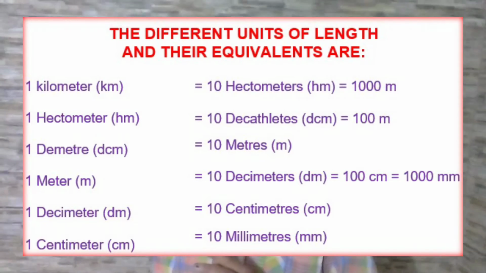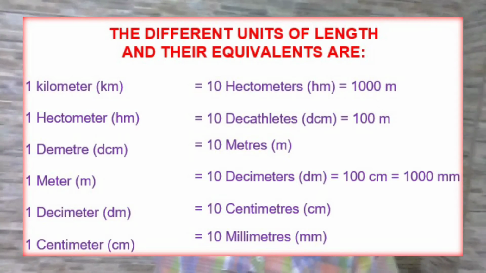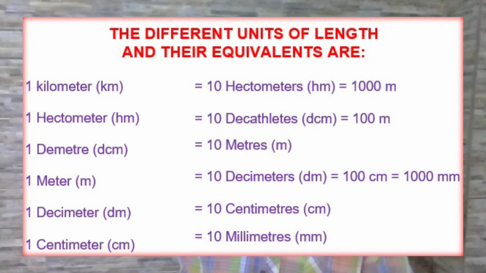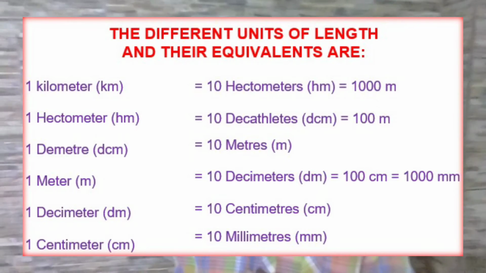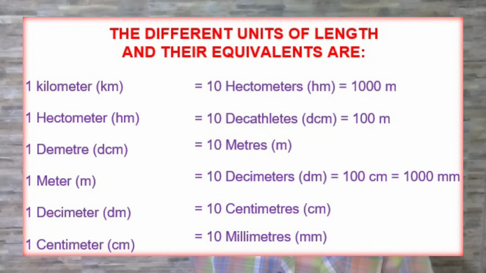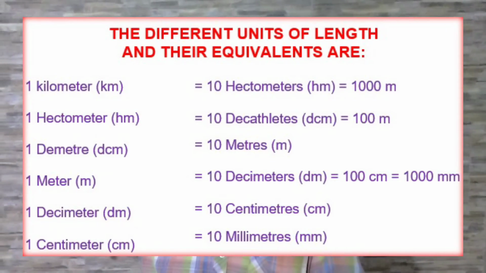1 meter is equal to 100 centimeters or 1,000 millimeters. 1 decimeter is equal to 10 centimeters, and 1 centimeter is equal to 10 millimeters. Mostly we use kilometers, meters, and centimeters as the units of length. Now let's watch this video song about the metric system.